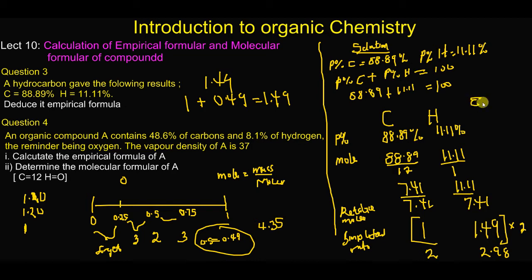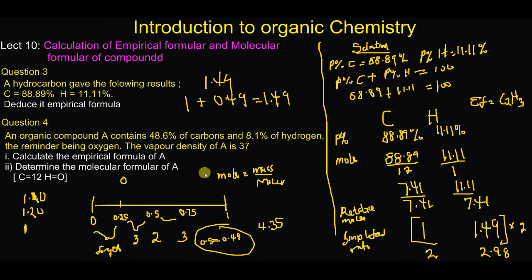So the empirical formula for the compound becomes C2, hydrogen what? C2 hydrogen 3. That's the empirical formula for the compound. So this is what they are asking for.